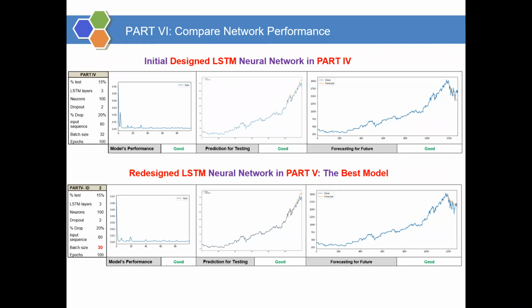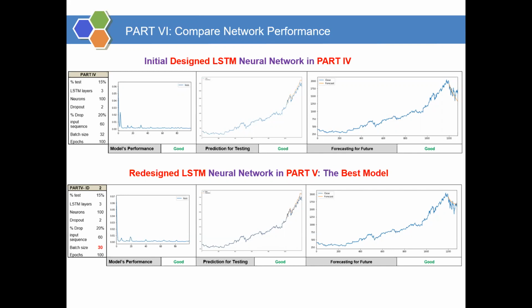Among 6 redesigned LSTM neural networks, I have shown the best and worst model in terms of performance here. The parameters of the best redesigned model differ from the model in part 4 only in the batch size, 30 samples rather than 32.